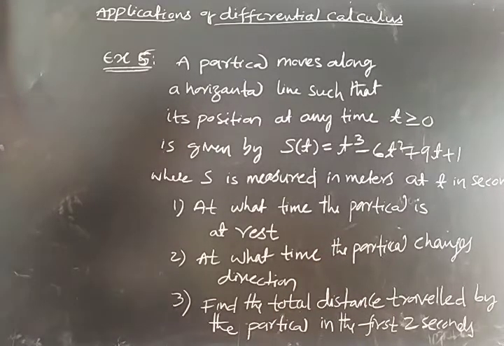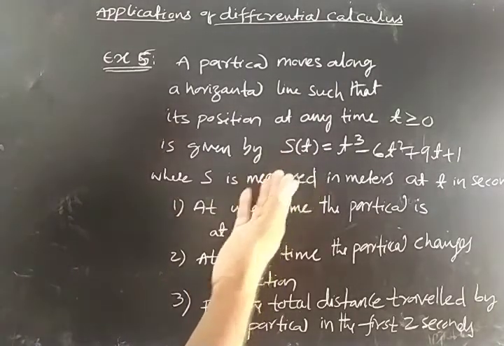Now third question. Find the total distance travelled by the particle in the first 2 seconds, from 0 to 2 seconds. In the first 2 seconds, the first second and the second second, we have to find how much distance is travelled by the particle. Okay, now I am going to solve these 3 problems.